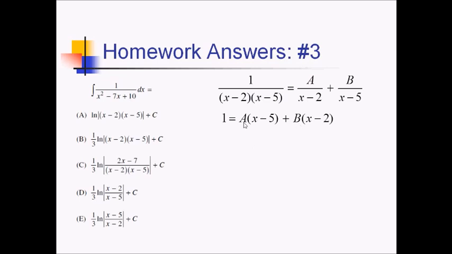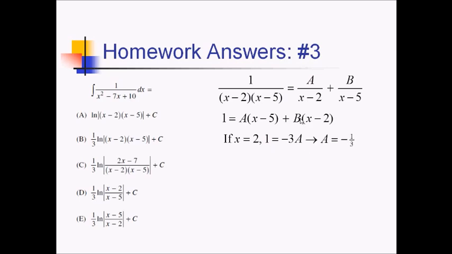So to solve for a, I'm going to let x equal 2, because that's going to cancel out this b term over here, doing b times 2 minus 2. So then if I plug in 2, I get the equation 1 equals, and then this is a times 2 minus 5, or negative 3, so negative 3a. So then dividing by negative 3, I get an a value of negative 1/3.